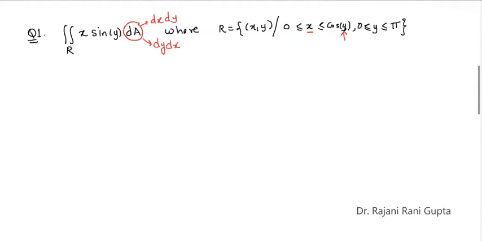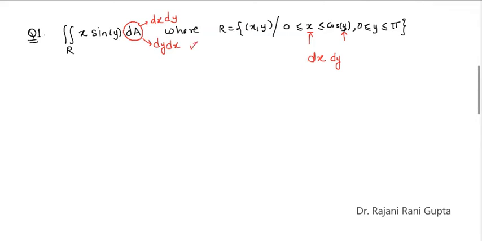Okay, this is possible only when we are dealing with rectangles, meaning the limit of x and the limit of y are constant. So now what we can see is the limit of x is in terms of y, so it means we should integrate x before we integrate y. So the order of integration should be dy dx.